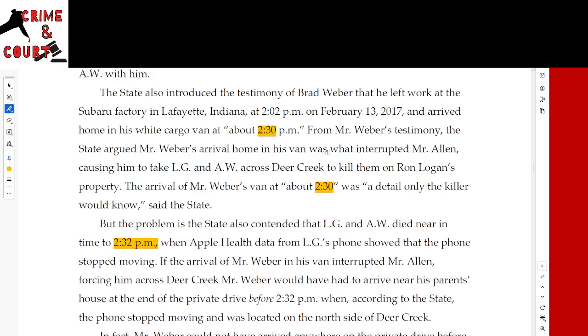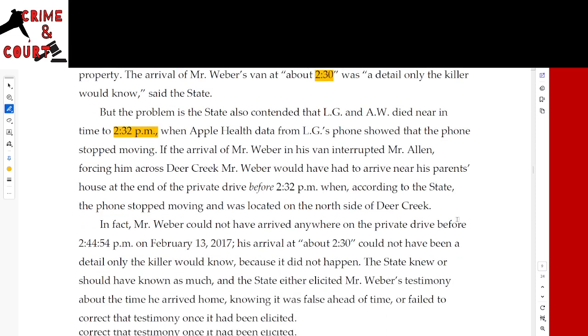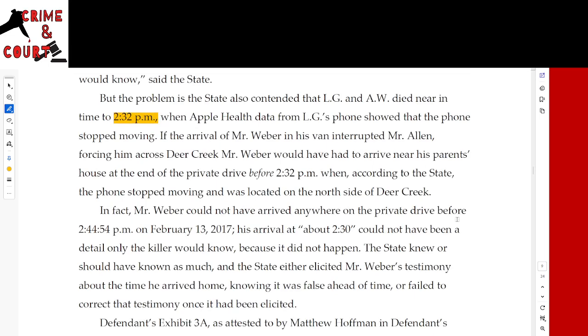If the arrival of Mr. Weber in his van interrupted Mr. Allen, forcing him down Deer Creek, Mr. Weber would have had to arrive near his parents' house at the end of the private drive before 2:32 p.m., when, according to the state, the phone stopped moving and was located on the north side of Deer Creek. In fact, Mr. Weber could not have arrived anywhere on the private drive before 2:44:54 p.m. So there you have it.